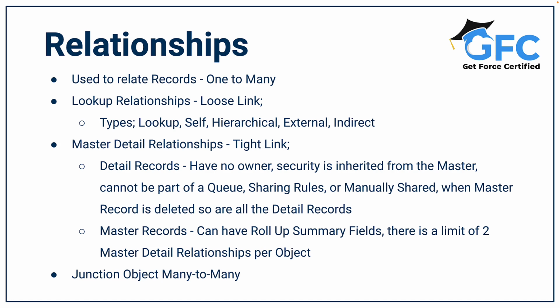Relationship fields are used to relate records, and as standard they are a one-to-many relationship. Lookup relationships offer a loose link, and you have multiple types such as lookup, self, hierarchical, external, and indirect. Master detail relationships offer a much tighter link, and the detail record on the master detail relationship has no owner, so security is inherited from the master record. Detail records cannot be part of queues, sharing rules, or manually shared, and when the master record is deleted, so are its children. Master records can have roll-up summaries, but there is a limit of 2 master detail relationships per object, and a junction object is used to facilitate a many-to-many relationship.